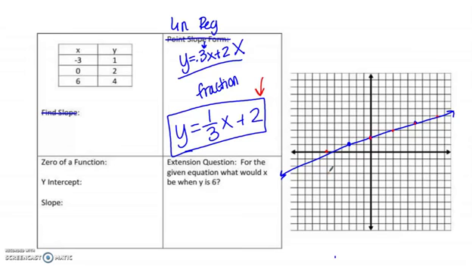All right, so my slope is 1/3. My y-intercept is 2. Those are the easy ones. The 0 of a function, that's the harder one. We look at our graph here, and it's at negative 1, 2, 3, 4, 5, 6. Negative 6. Negative 6, 0.